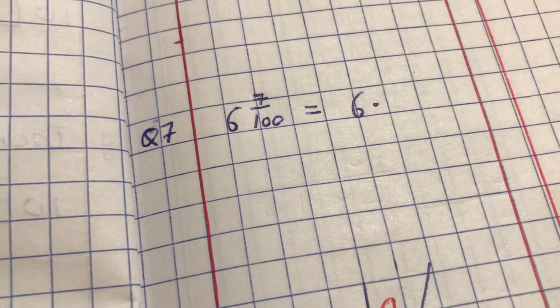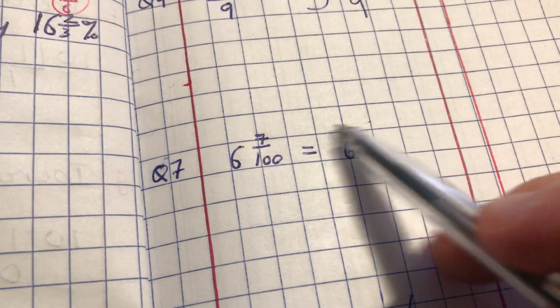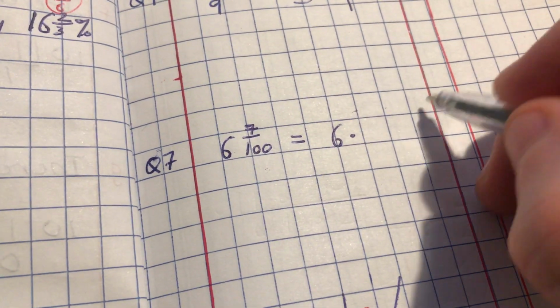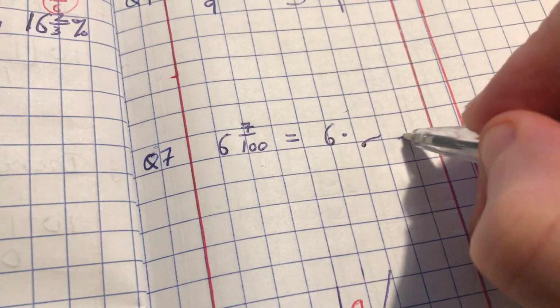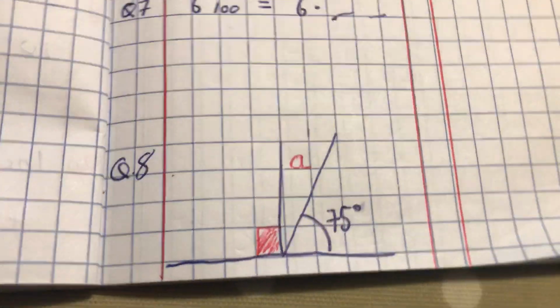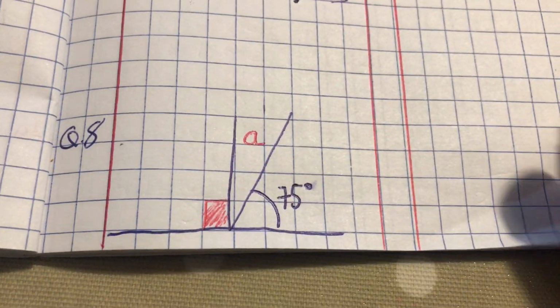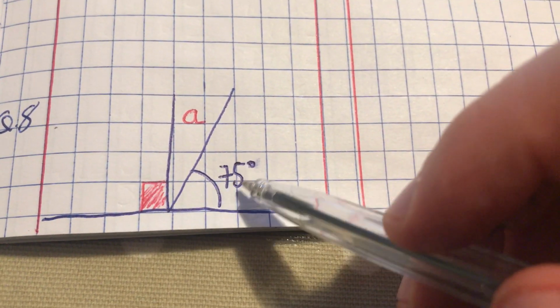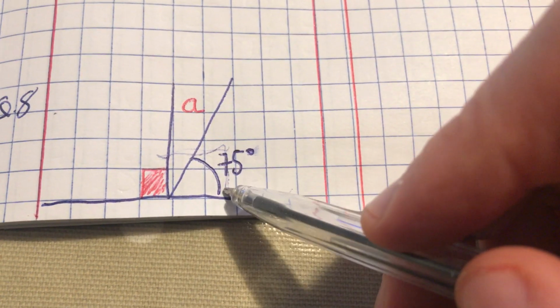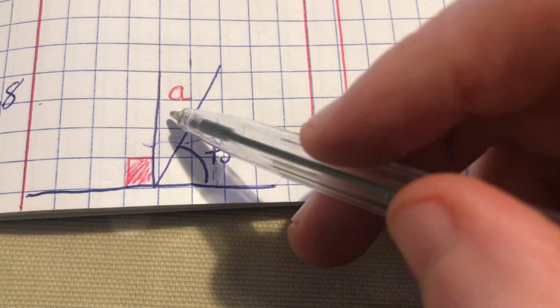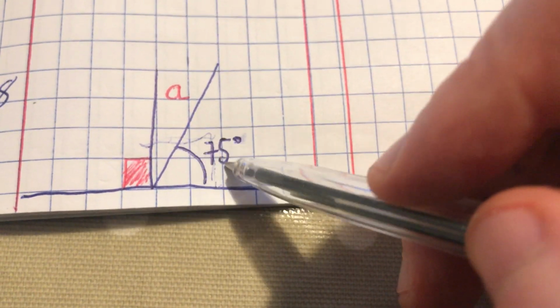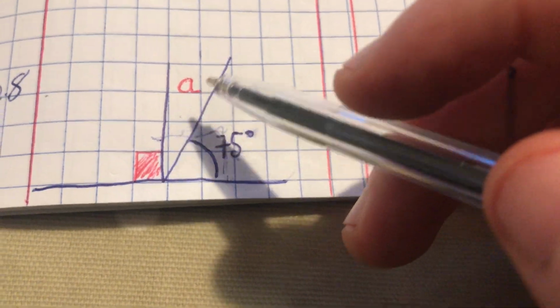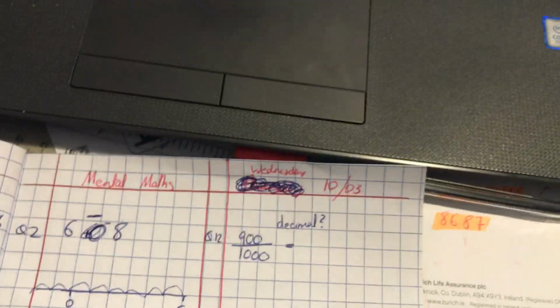6 and 7/100 as a decimal. So look here at 100, we have 2 zeros. So you're going to have 2 numbers after the decimal. So you tell me what the 2 numbers are going to be. Question 8, again, you know these ones, we have a straight angle here. That's obviously a right angle, 90 degrees. This here is going to be 90 degrees as well, but we know that this is 75. So what this added to this should give us 90. So what's A going to be?